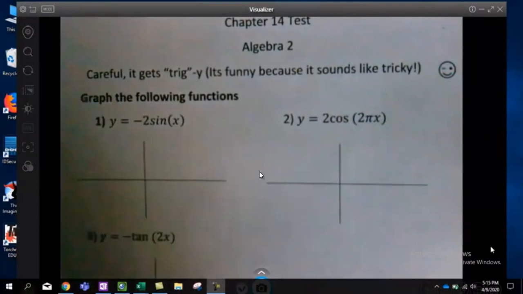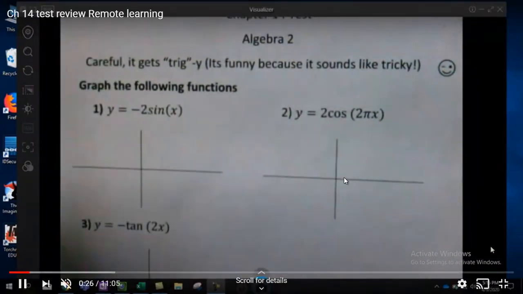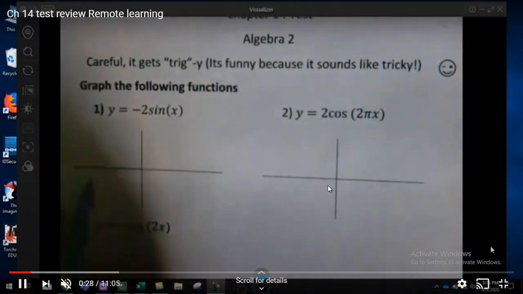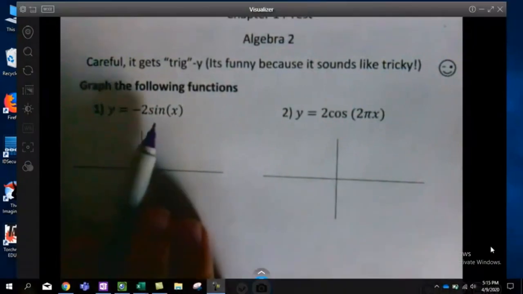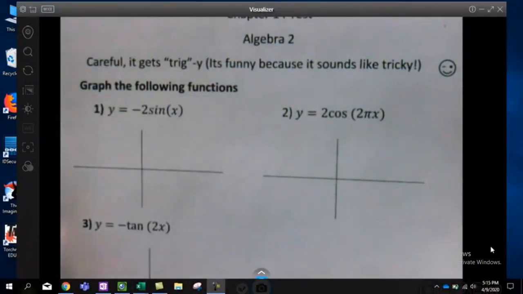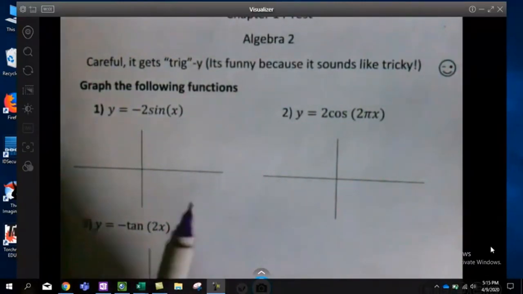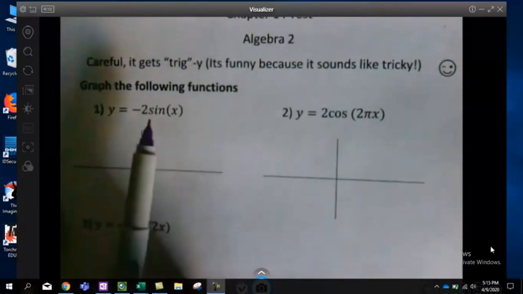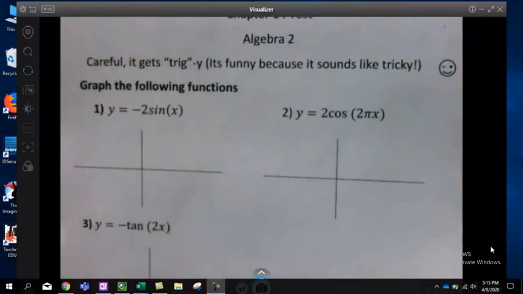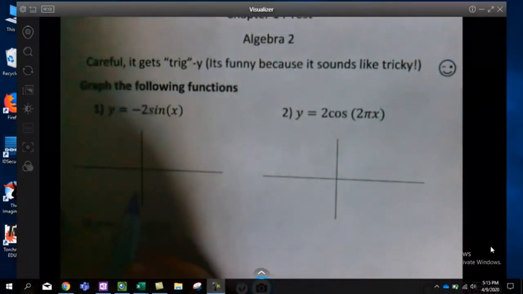All right. So for this first problem, you've got y equals -2 times the sine, or 2 times the sine of x. A couple things to keep in mind. It's a sine wave, so it has a specific behavior. We do want to first probably go find the period.